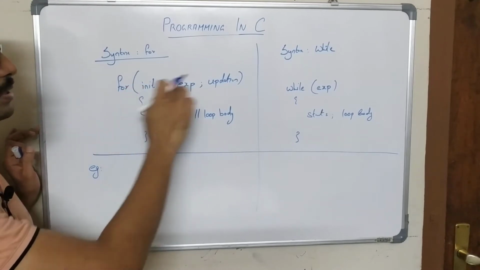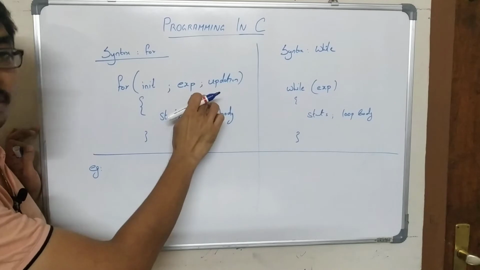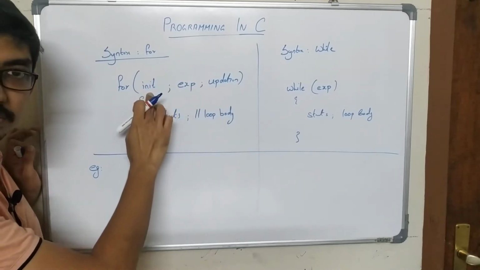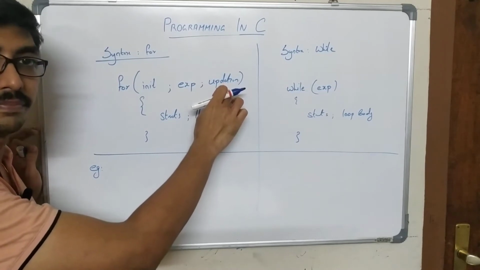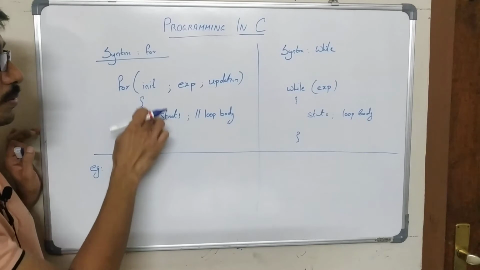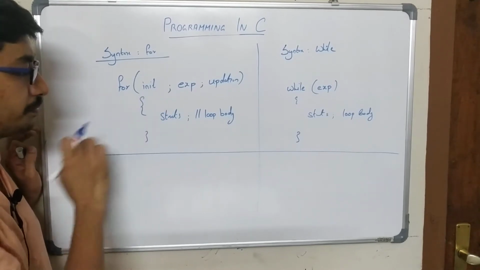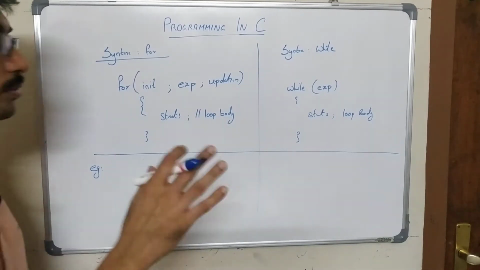for, and inside parentheses you will be having three parts, separated by semicolons: an initialization part, an expression or condition, and an updation part. And the statements to be repeated will be included in a pair of braces. Okay, so we will see how the for loop works.